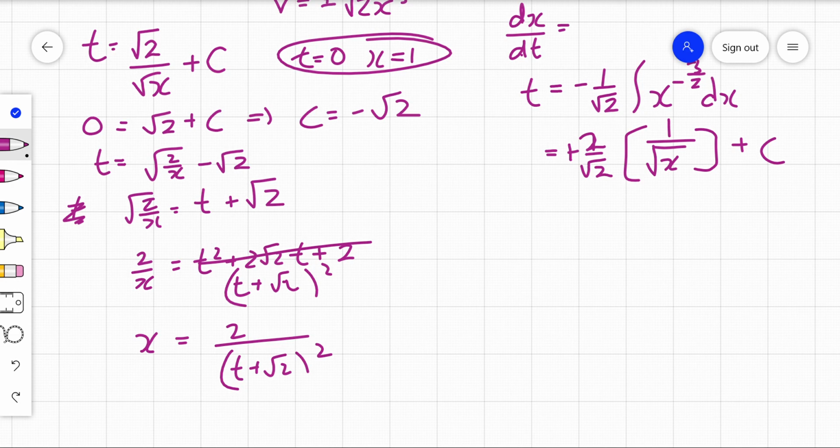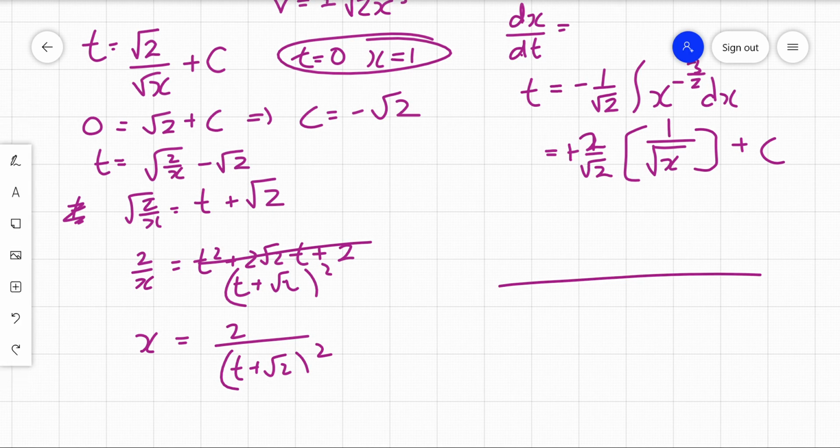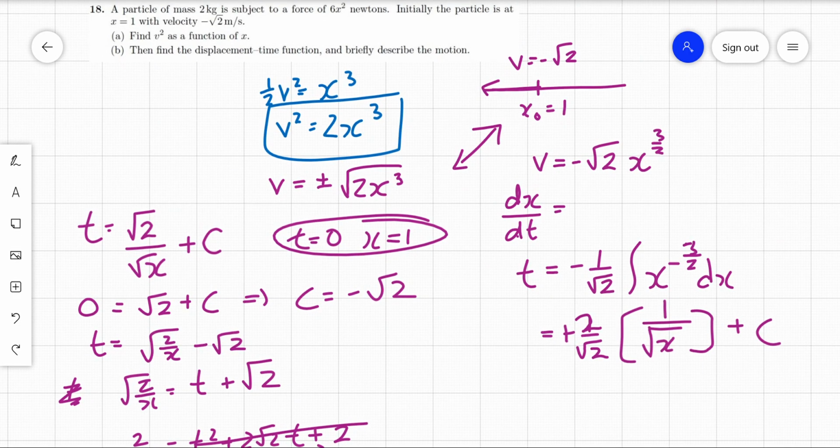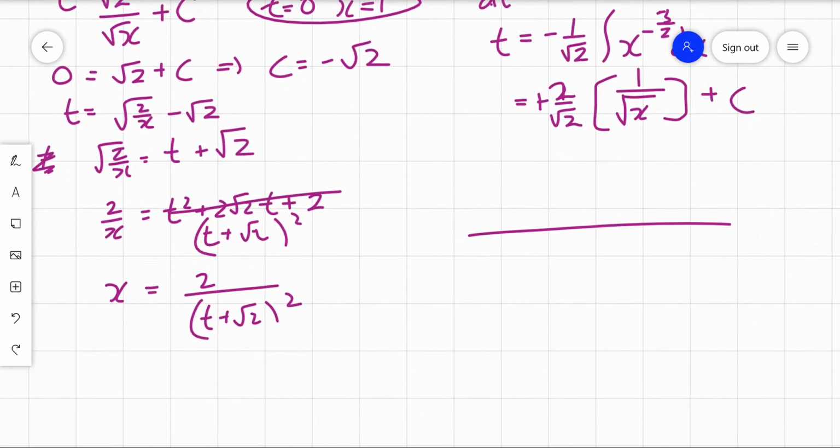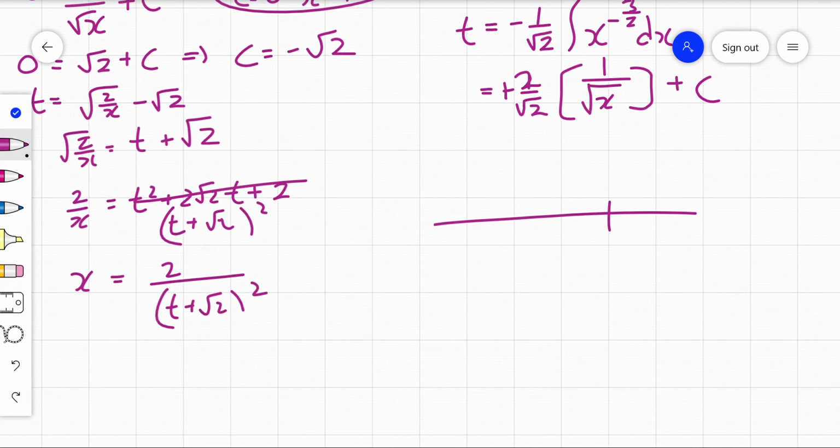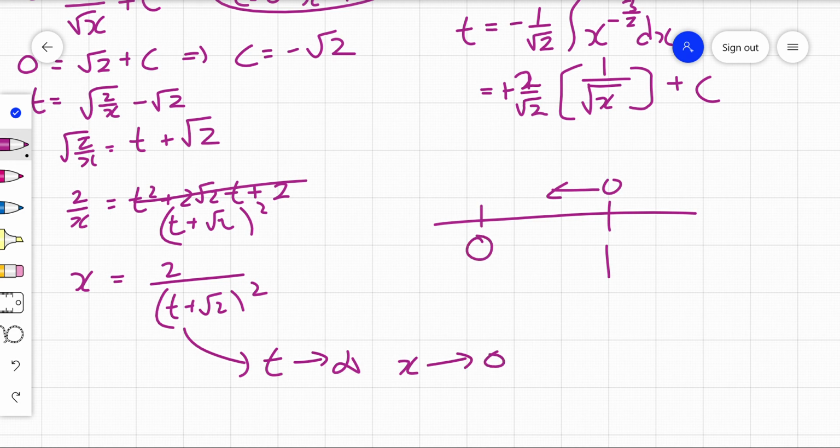If I go back to our picture up here, we started from x equals 1 and we were going left. Here's the particle, and it's going left. As time goes to infinity, as it gets bigger and bigger, we're saying 2 divided by something really, really big. So you can see x is going to go towards 0. It's going towards 0, but there's a force this way, so it's getting slower and slower and slower. It's never reaching 0. It's just slowing down.